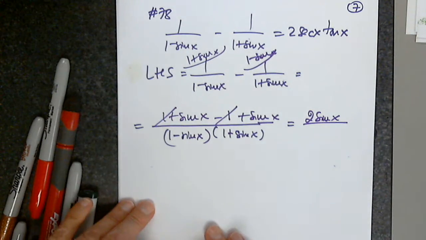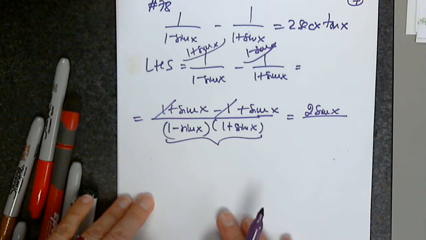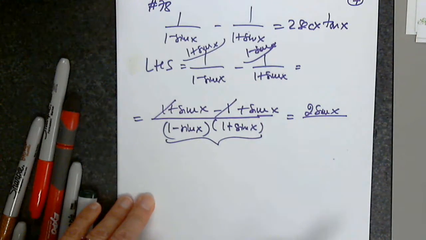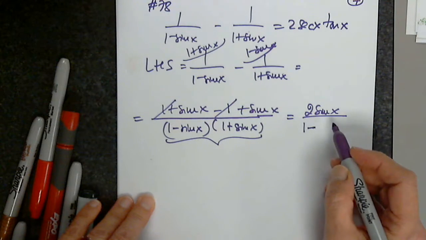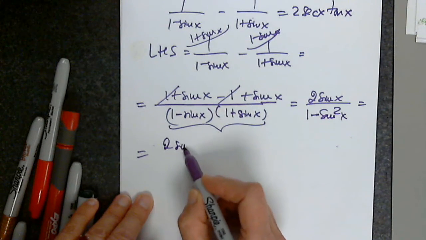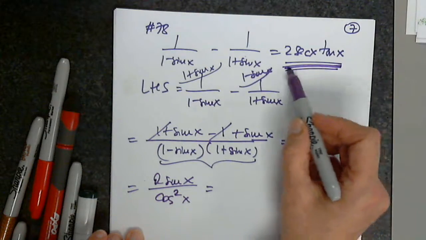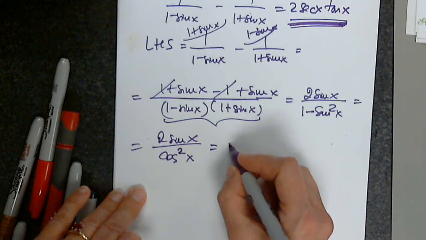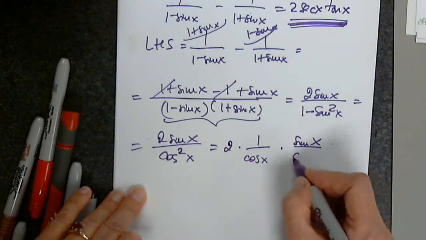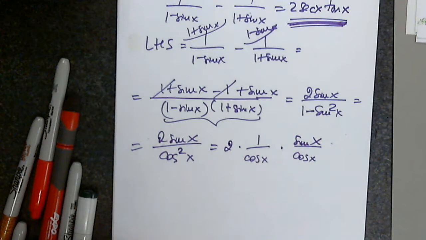And yes, you multiplied. Normally we don't multiply the factors in the denominator, but this time I will. How much is this when you multiply it? A minus B times A plus B. It's a difference of squares: 1 minus sine squared x. But 1 minus sine squared x is cosine squared x. And because I see this, I'm going to separate it like this: 2 times 1 over cosine x times sine x over cosine x. Is this the same? Of course. 2 times 1 times sine is 2 sine. Cosine times cosine is cosine squared.